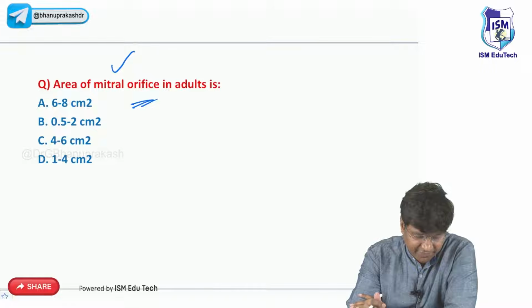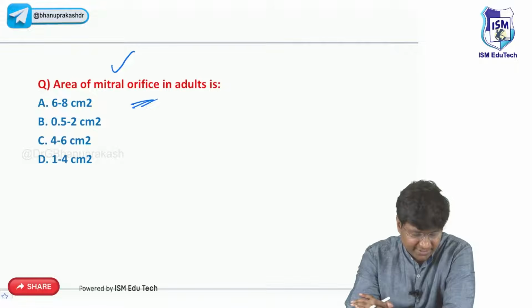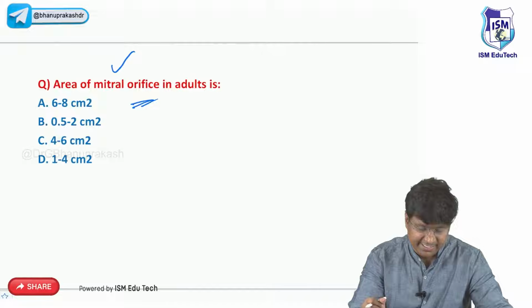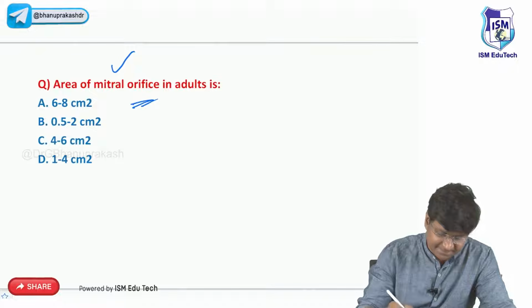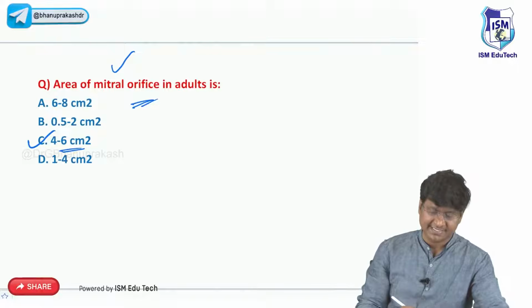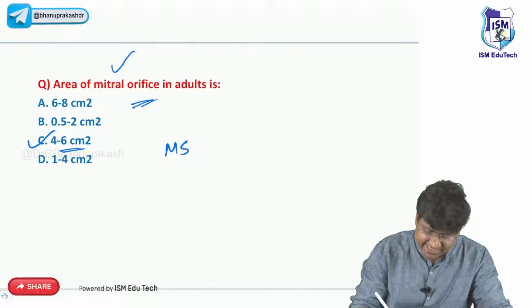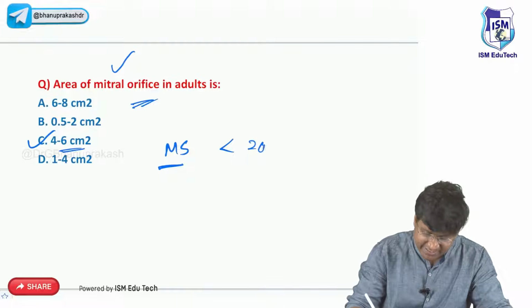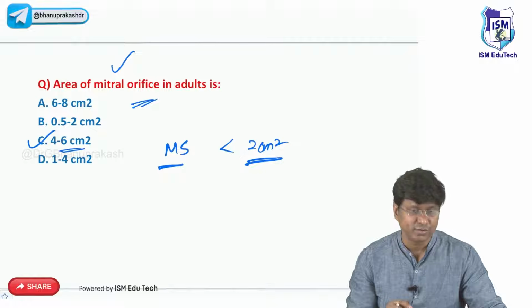Area of mitral orifice in adults is: 6 to 8 centimeter square, 0.5 to 2 centimeter square, 4 to 6 centimeter square, 1 to 4 centimeter square. What do you think is the area of the mitral orifice? Right, it is 4 to 6 centimeter square. That is the area of mitral orifice in adults. Now in patients with mitral stenosis, it will be less than 2 centimeter square.